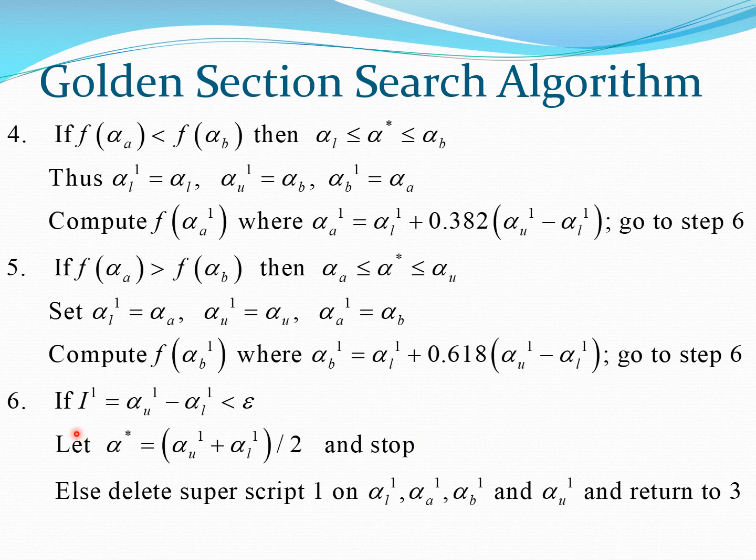So once this interval is less than some small number epsilon, then you can calculate the minimum value at that particular point by taking the midpoint here, and then you can stop. Now if this has not happened, then you delete this script 1 on all these alpha values and then proceed back to step 3 and continue the search further.